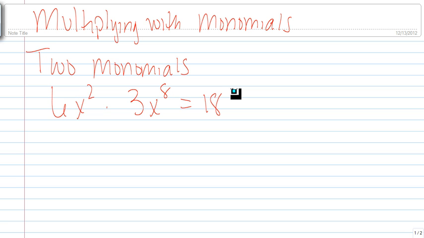Okay, so now you want to look at your x's. You have x squared and x to the 8th. You make sure you apply your product rule, which states that you're going to add your exponents together. So 8 plus 2 is 10. So now my final answer would be 18x to the 10th power.